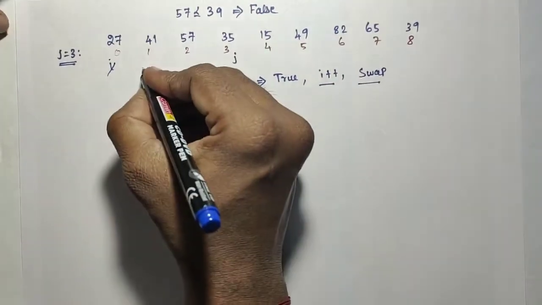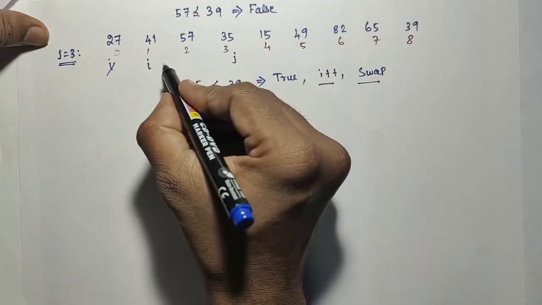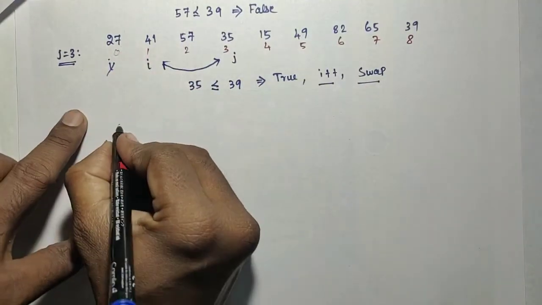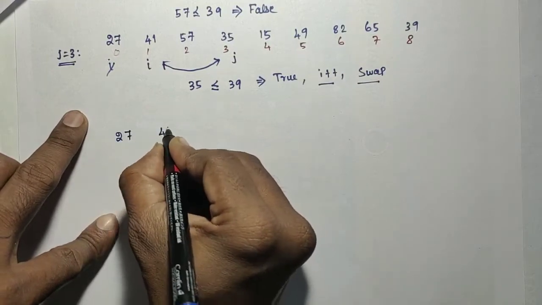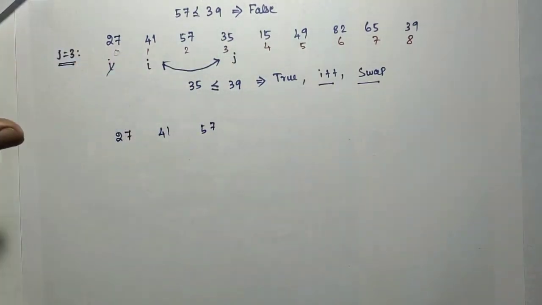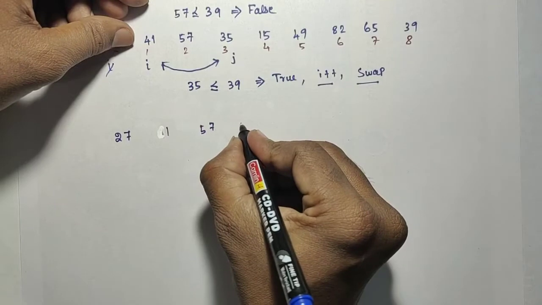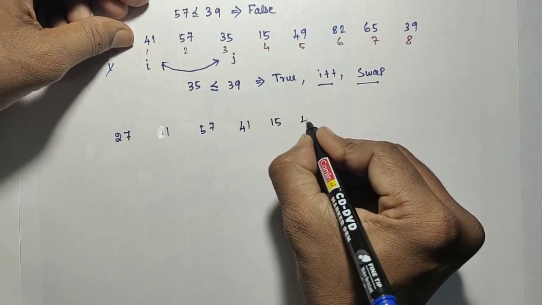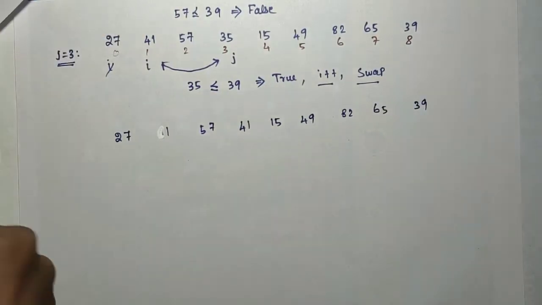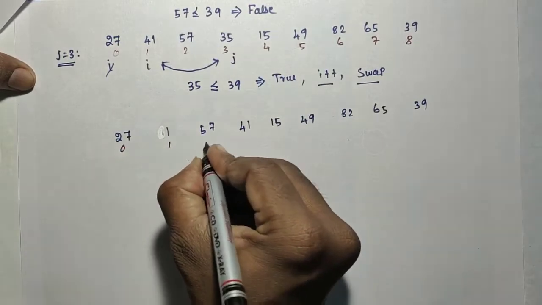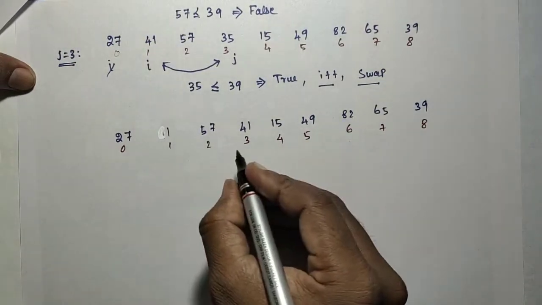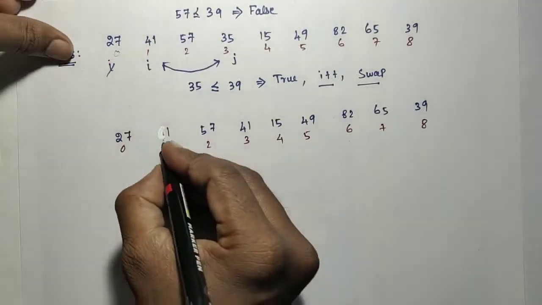So i is moved to here. And the ith and jth elements get swapped. So that 27 and 41 and 57. Sorry, this place will get 35. In this place we will get 41, 15, 49, 82, 65 and 39. So the index will be 0, 1, 2, 3, 4, 5, 6, 7 and 8. Now i is pointing to 35.